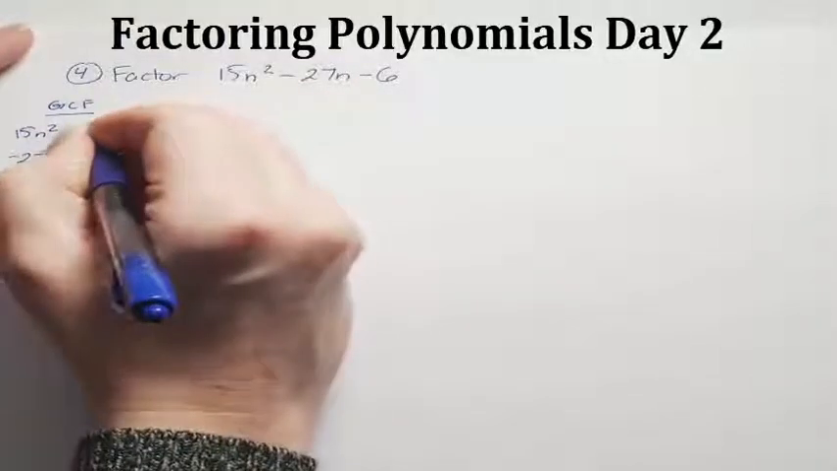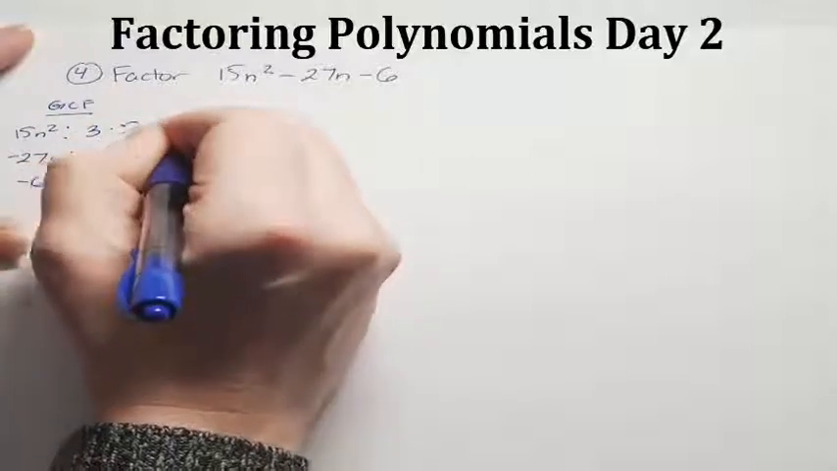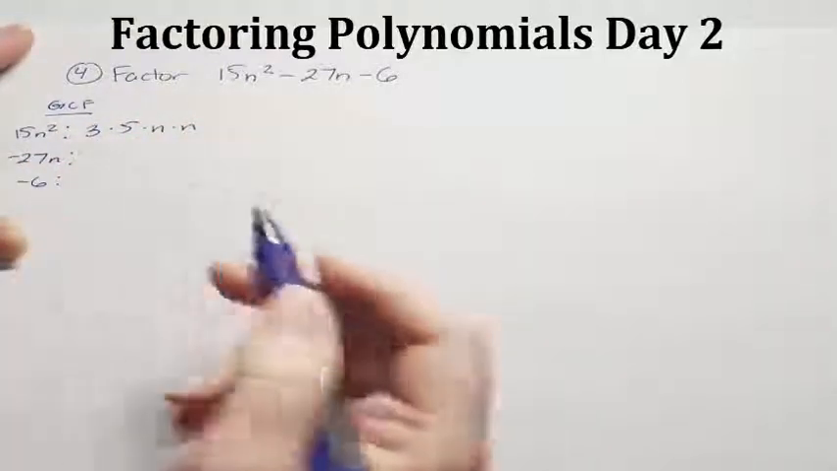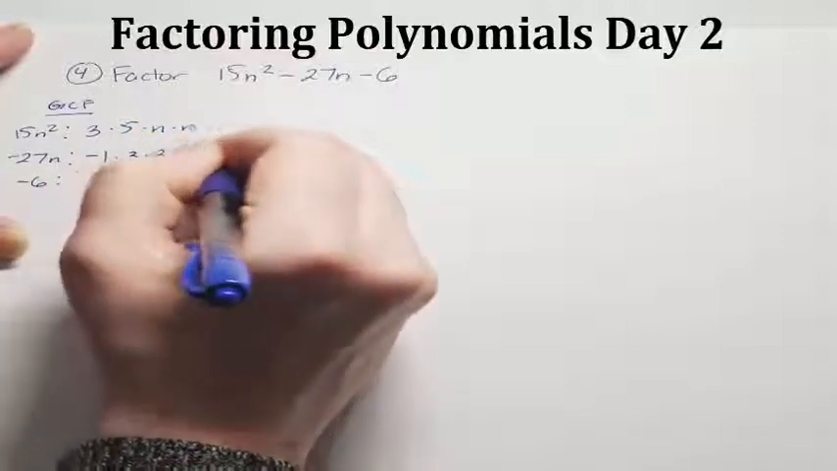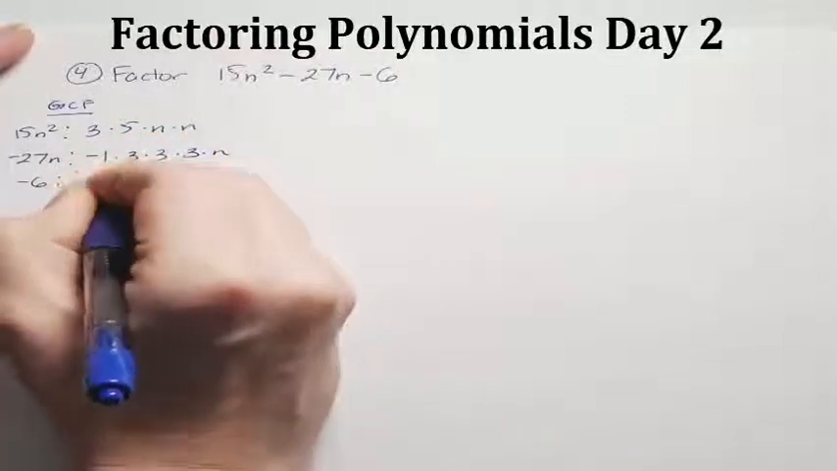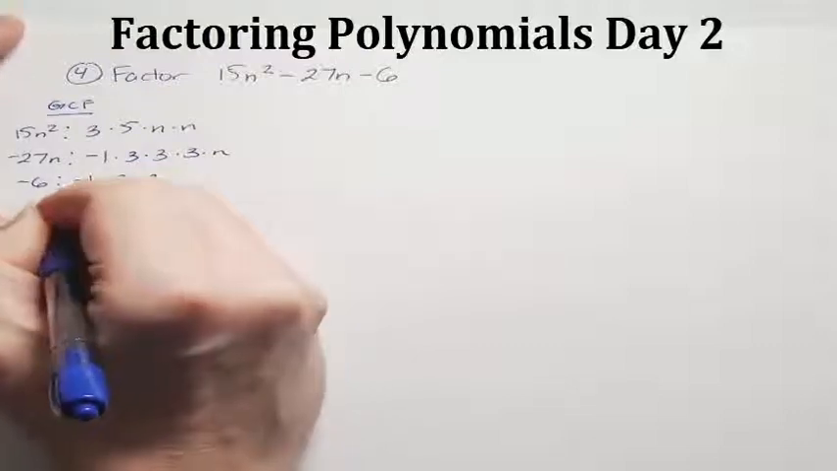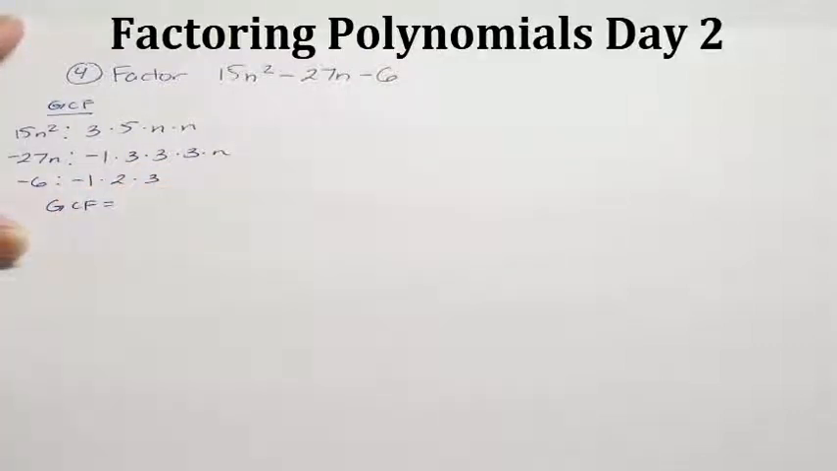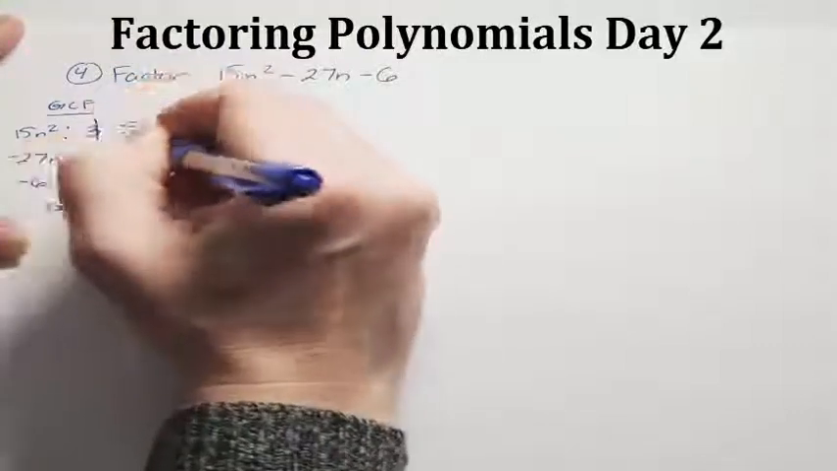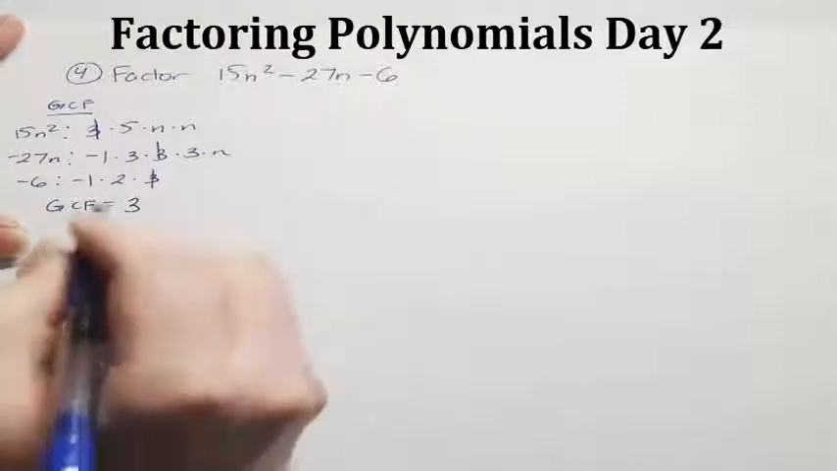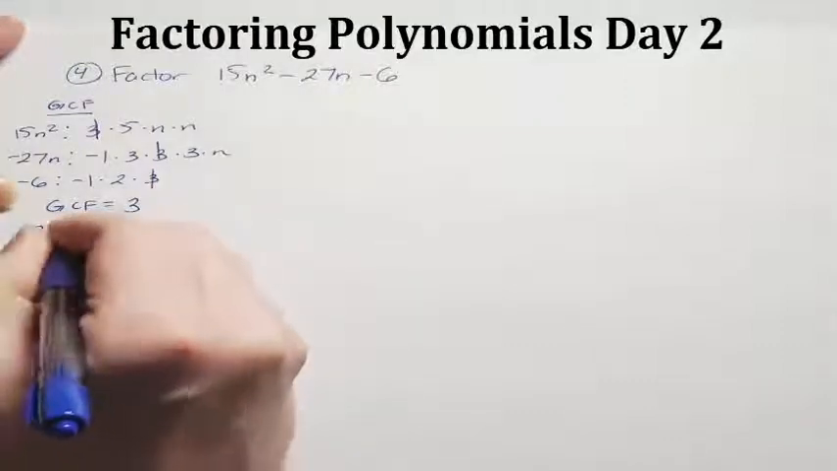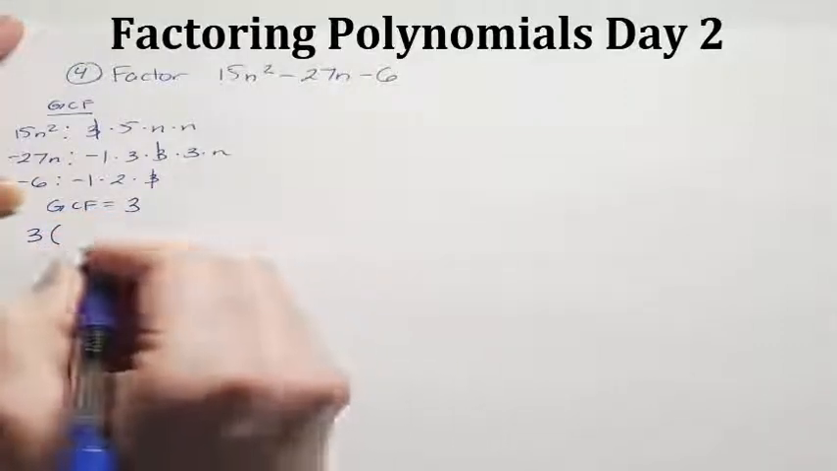So 15n squared is 3 times 5 times n times n. Negative 27n is a negative 1 times 3 times 3 times 3 times n. Negative 6 is negative 1 times 2 times 3. So I am looking for a GCF, things they have in common. I see a 3 in each list, so that 3 comes down here in my GCF instead. And I actually don't see anything else.